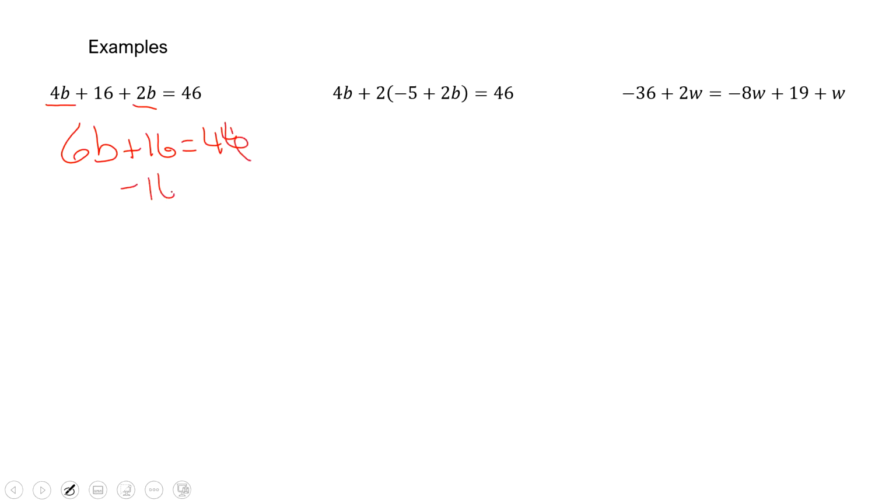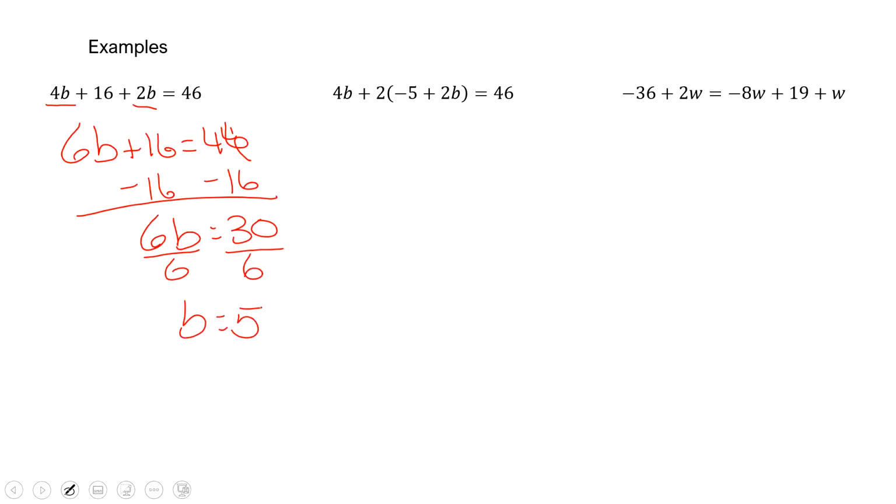Subtract 16 from both sides. 6b equals 30. Divide by 6. b equals 5. Pretty straightforward, that one. Everybody should have been able to follow that along. I went through it quickly.